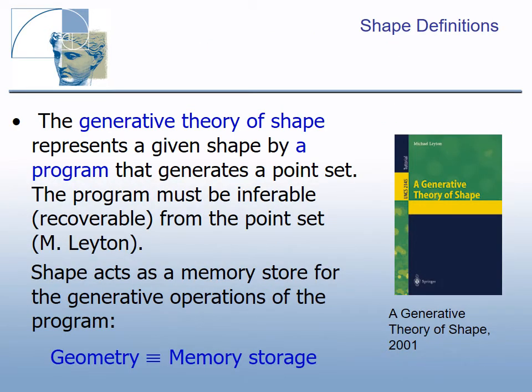One of the modern theories of shape opposing Klein's approach is given by Michael Leyton in his book A Generative Theory of Shape, Lecture Notes in Computer Science. The generative theory of shape represents a given shape by a program, a procedure that generates a point set. The program must be inferable or recoverable from the point set. This means that the shape acts as a memory store for the generative operations of the program. This idea gives the author the ground to propose his controversial definition that geometry is equivalent to memory storage of generative operations.